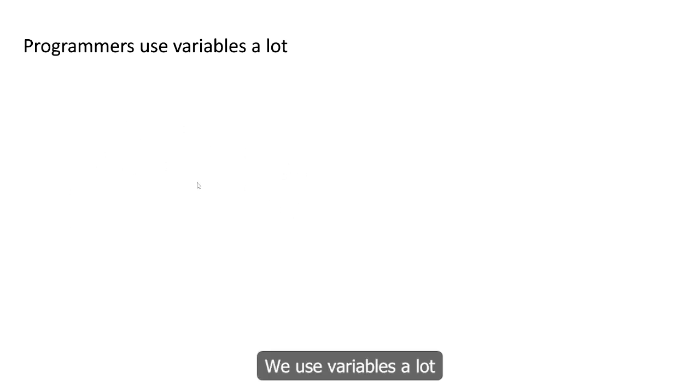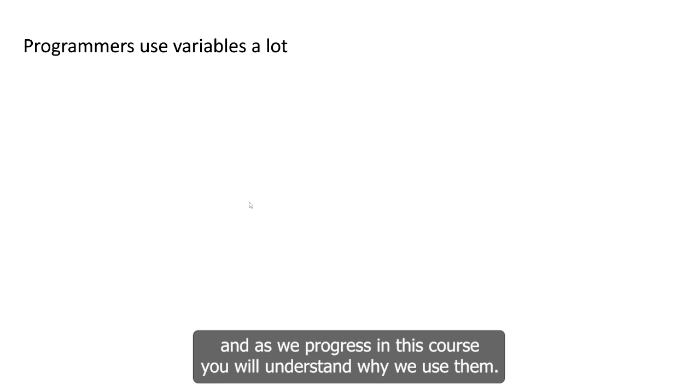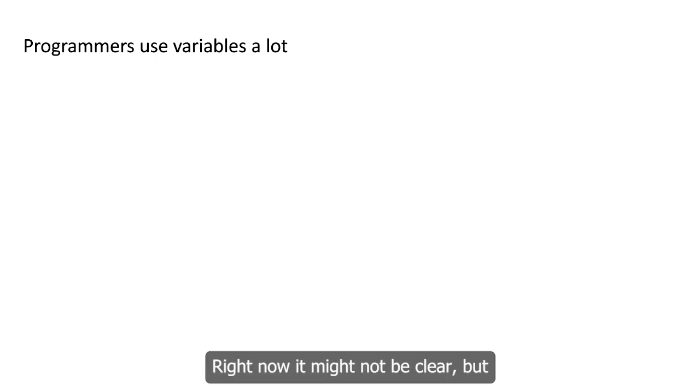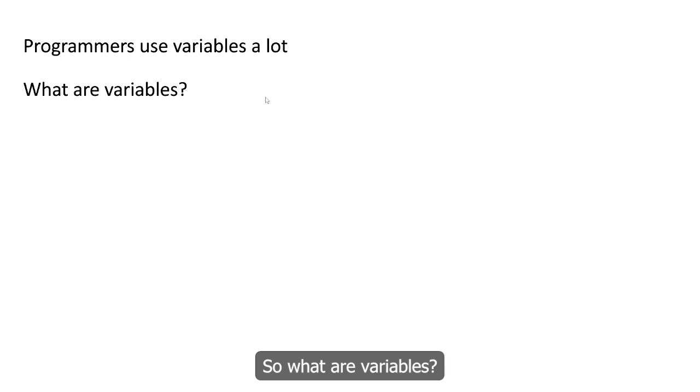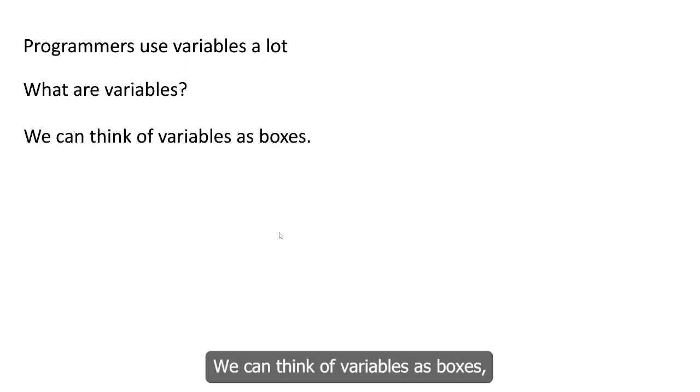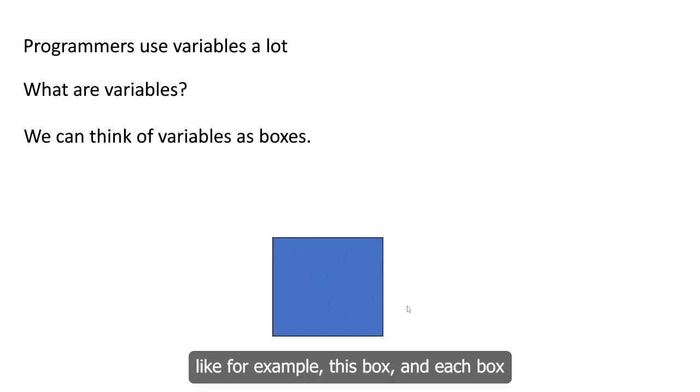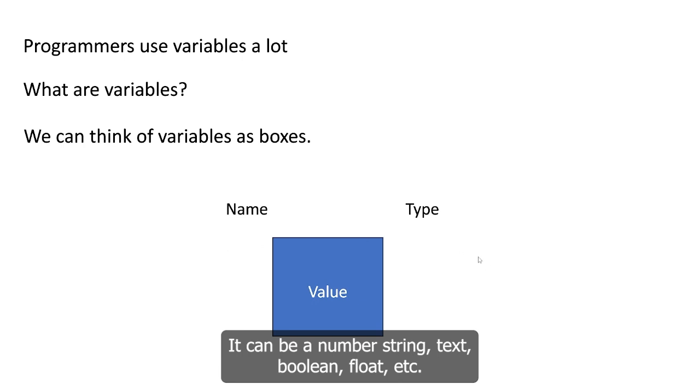Programmers, we use variables a lot, and as we progress in this course you will understand why we use them. Right now it might not be clear, but remember that they are used a lot. So what are variables? We can think of variables as boxes, and each box has a value, a name, and a type, a data type that we discussed earlier. It can be a number, a string, text, boolean, float, etc.